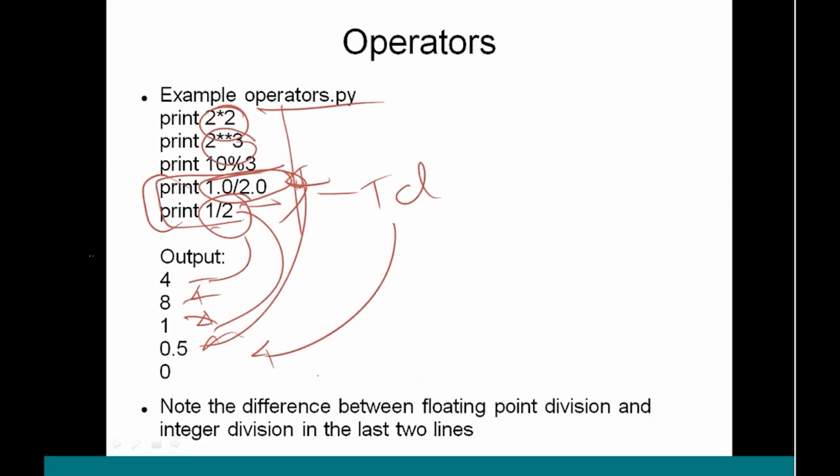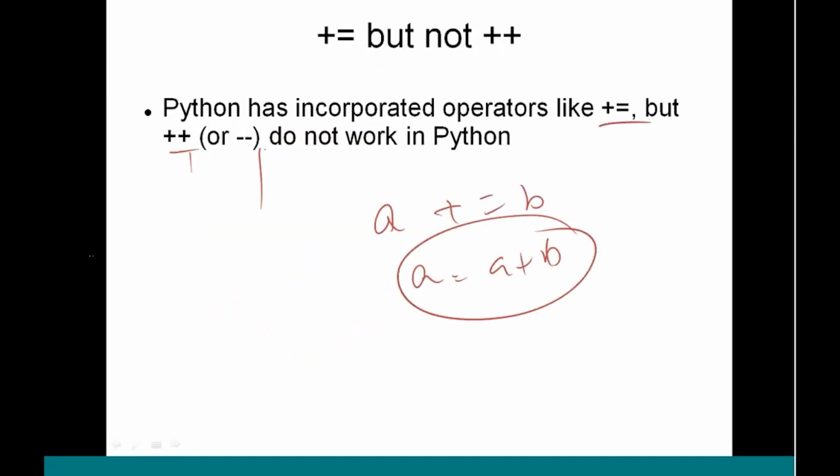The key difference here is how we do the floating point division versus the normal division, and if you use this, you want to make sure that your answer is correct. And then it has the plus equal to operator, which combines the assignment and the addition operator, but it does not have an increment or a decrement type of operation.